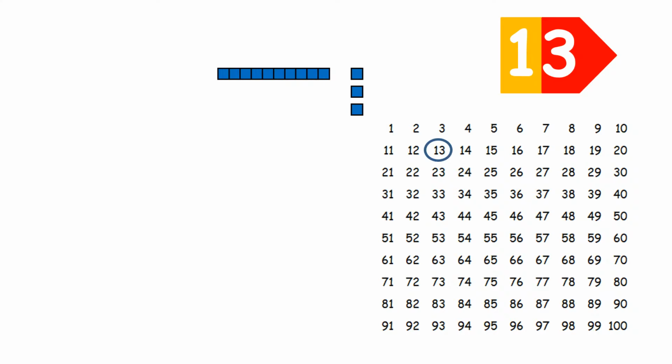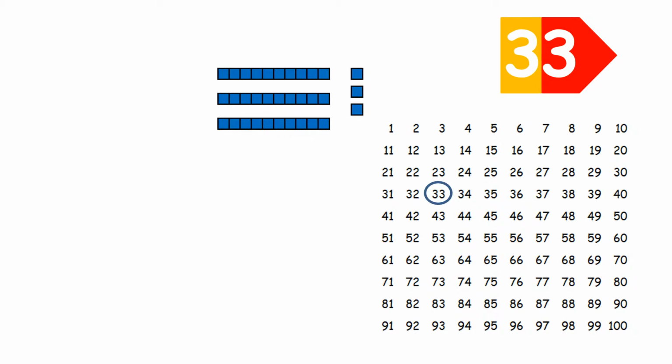Now, I'm going to keep on adding 10 to 13, and I want you to notice which digit changes and which digit stays the same. And I also want you to notice where we move on our 100 square. So 10 more gives us 23. Another 10 gives us 33. And you can probably notice the pattern, so count with me as we add more 10s.